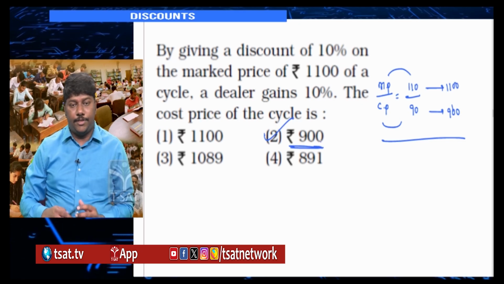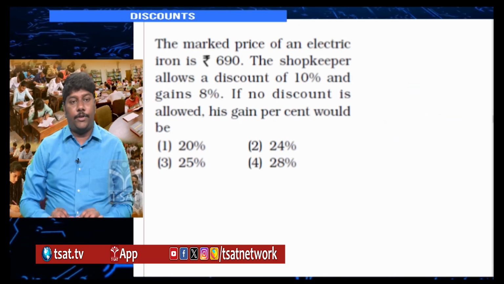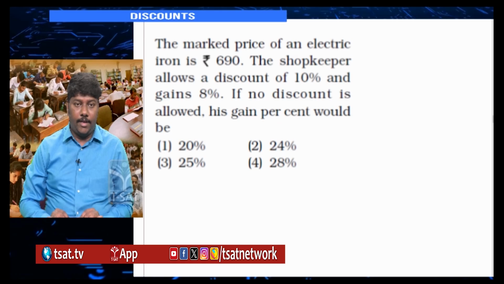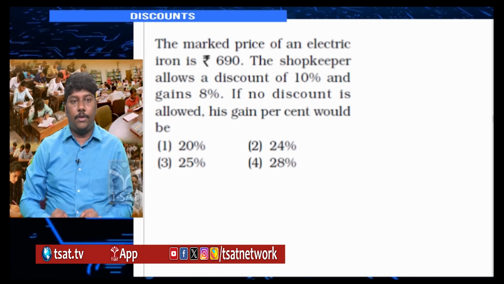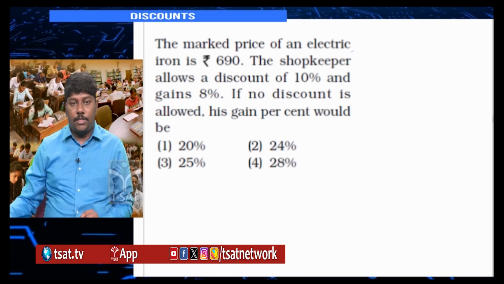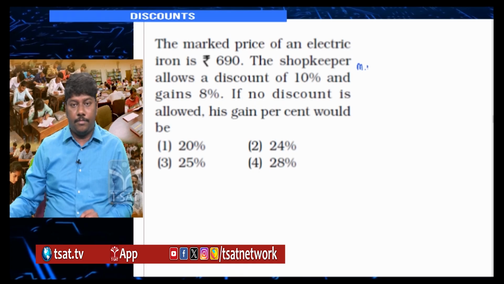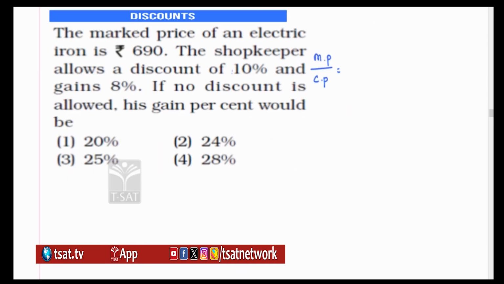These kinds of questions are asked in the exam. The marked price of an electronic iron is 690. The shopkeeper allows a discount of 10% and gains 8%. If no discount is allowed, then the gain percent would be? First try to find out what is MP by CP. Discount is 10, profit is 8, therefore 108 by 90.